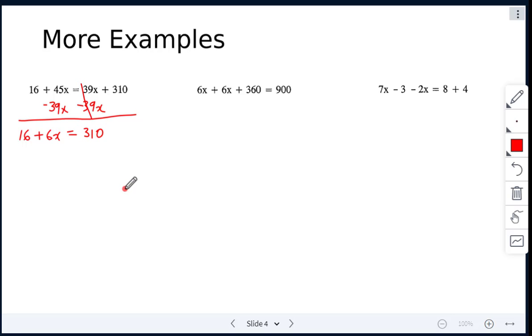All right, so now it looks like a type 2 equation. We're going to subtract the 16 on both sides of the equation. That leaves me with 6x is equal to 310 minus 16, which is 294. And now I'm going to divide by 6 on both sides. So that leaves me with x is equal to 49.